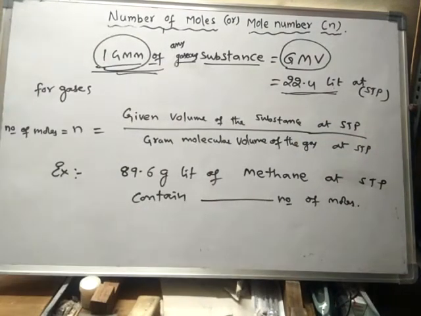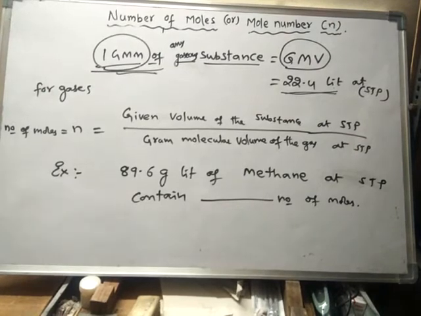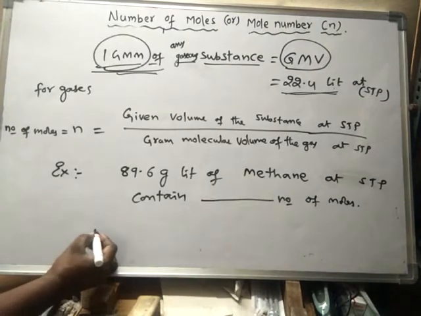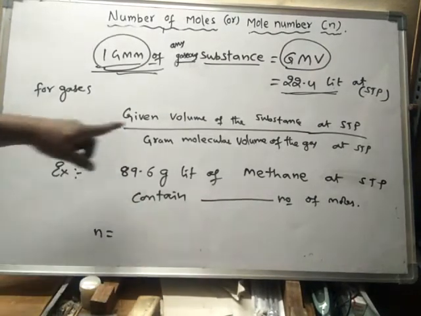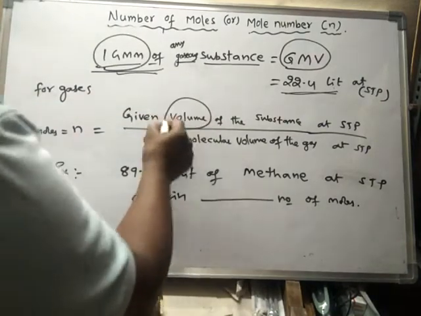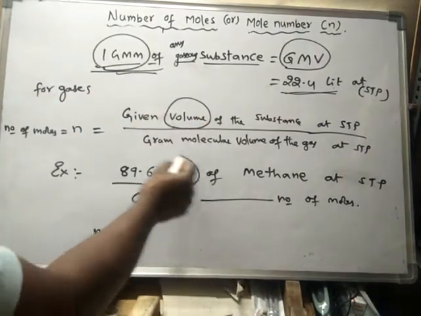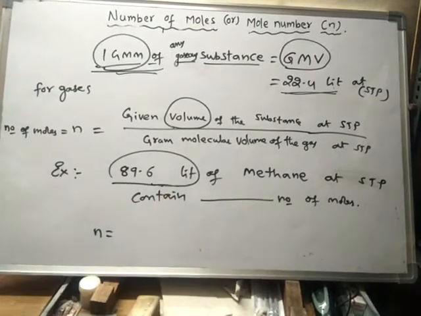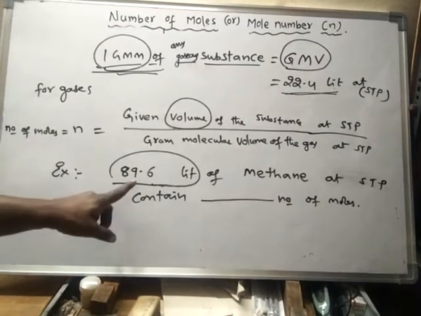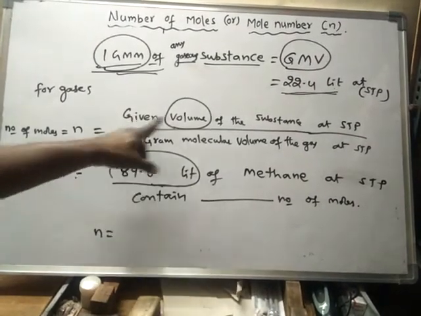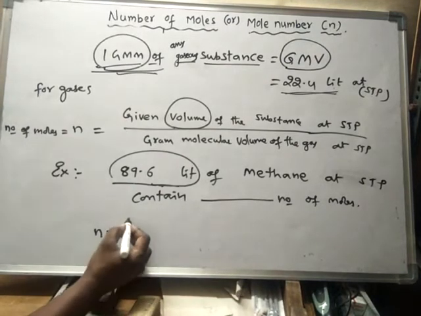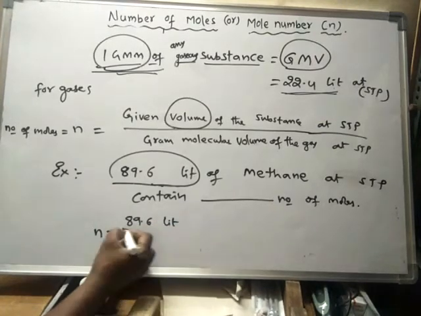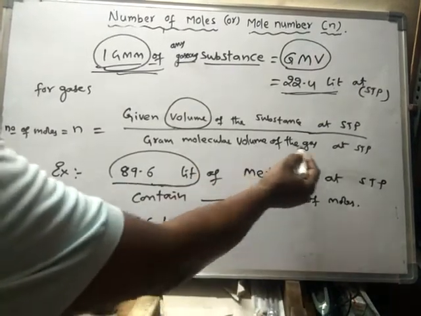So this is the question. How to answer such a question? We have to find the number of moles. So number of moles is equal to what? What is the formula for a gaseous substance when it is mentioned in volumes? Here it is mentioned in 89.6 liters, not grams. So the given volume is 89.6 liters at STP, divided by the gram molecular volume of the gas at STP.